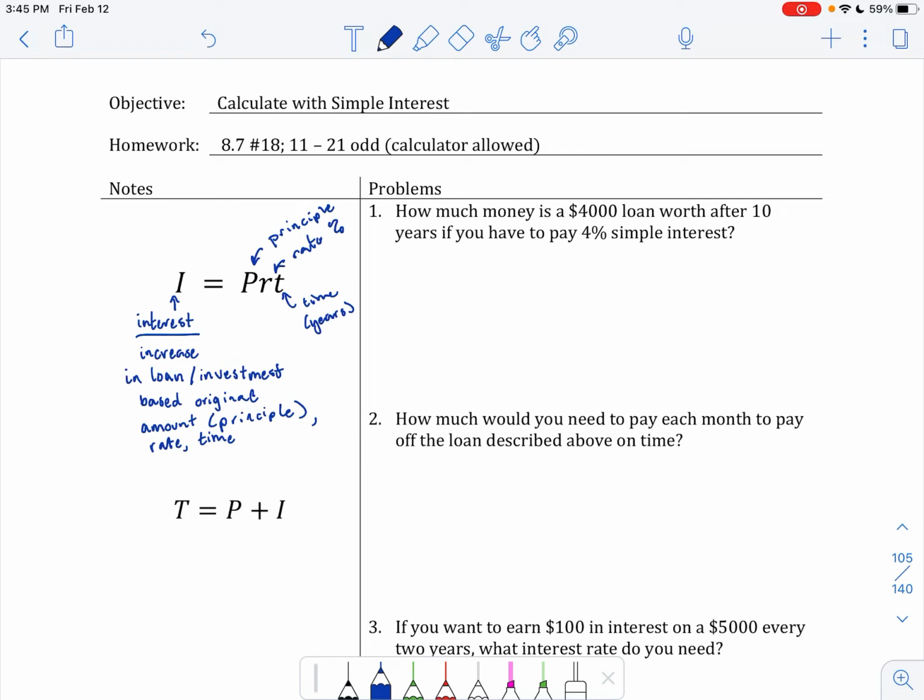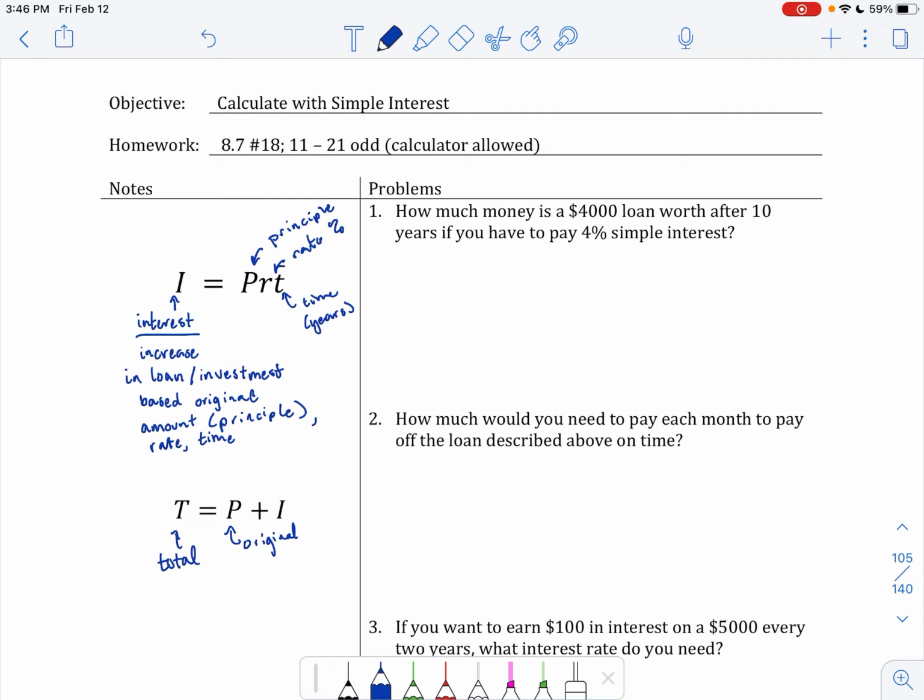Now, another important idea here is that the total amount you owe is equal to the principal, which is the original amount, plus the interest. So if you have a loan, you owe both the interest and the original. If you have an investment, you have the original amount you put in plus the additional interest. So let's talk about how to use this formula.